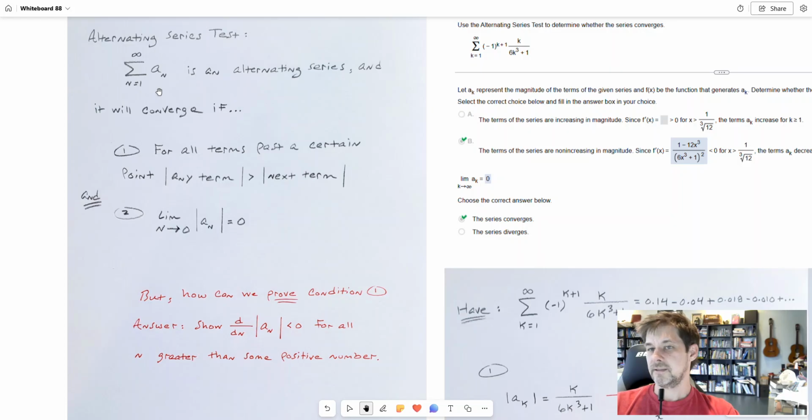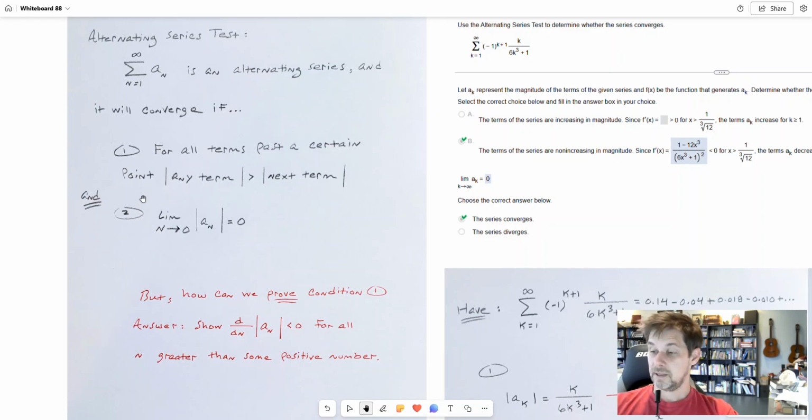In an alternating series, some of the terms are going to be positive, some are going to be negative, and they're going to alternate. But about this condition, for all terms past a certain point in the series, any term has got to be bigger than the next one, just in terms of their absolute value. So you can forget about the signs. That's the first condition.